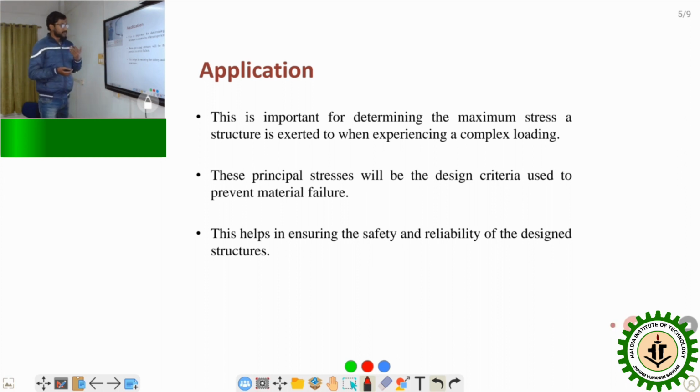Next, principal stress is a very important design criterion to prevent material failure. If we consider principal stress while designing any structural component, based on the material properties and the maximum stress that can be withstood by a particular material, it helps in ensuring the safety and reliability of the designed structure.